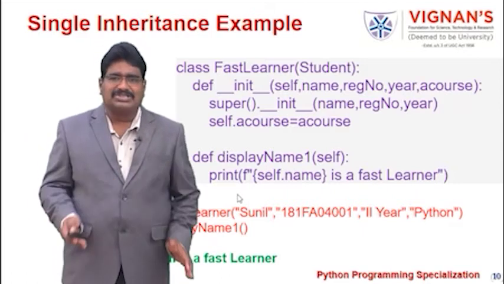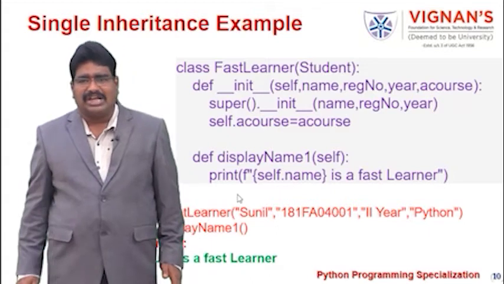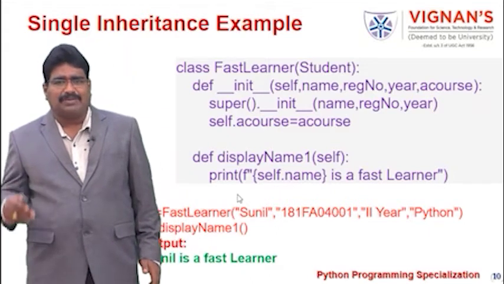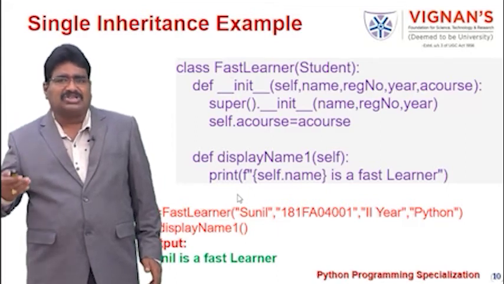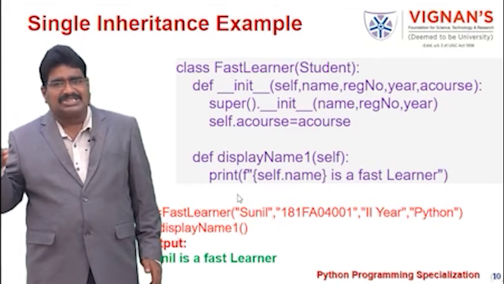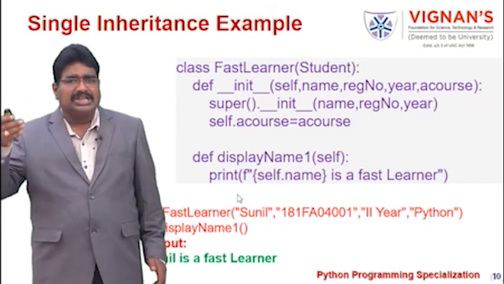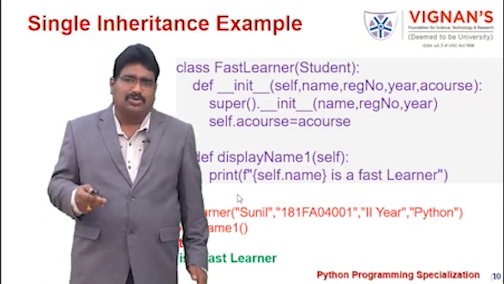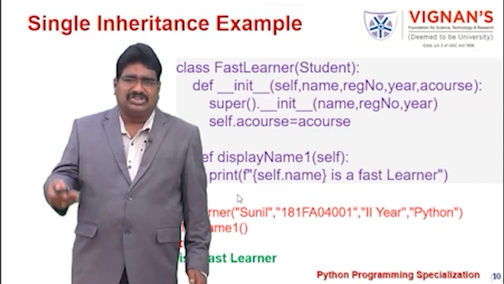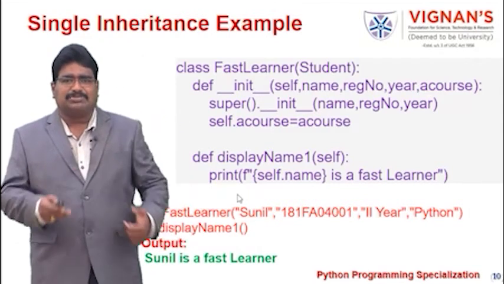The example we considered is: student is the base class, and the student class consists of the attributes name, register number and year, and based on the student class we have created the fast learner. The fast learner consists of all the attributes and methods existing in the student. In addition to that, we use one more attribute, the additional course, and we are adding one more function, that is display name 1. That is the difference between display name and display name 1.